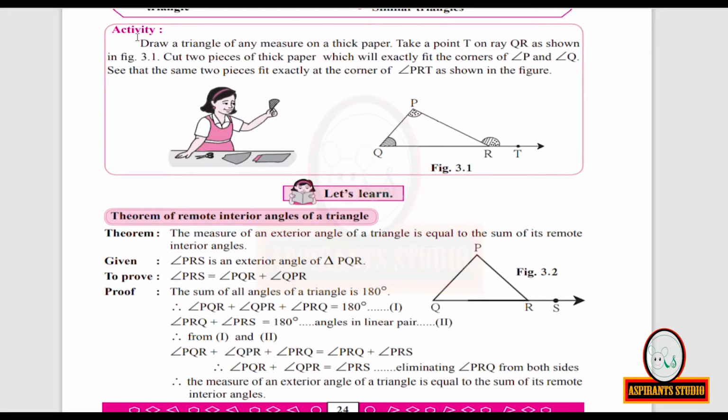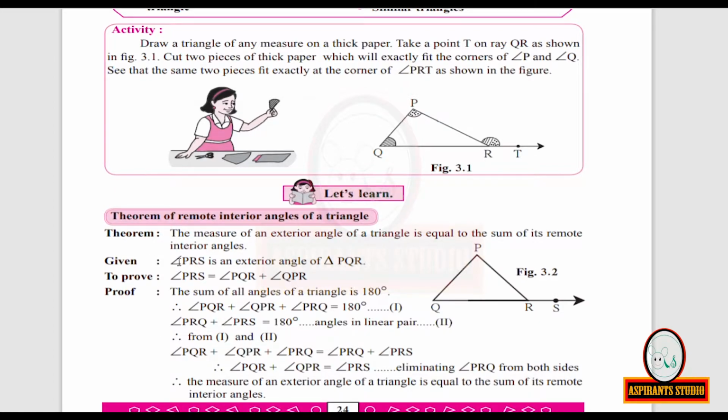So, in this activity, we have shown that the measure of an exterior angle of a triangle, that is measure of angle PRT, is equal to the sum of its remote interior angles, that is measure of angle P plus measure of angle Q. So measure of angle PRT is equal to measure of angle P plus measure of angle Q.